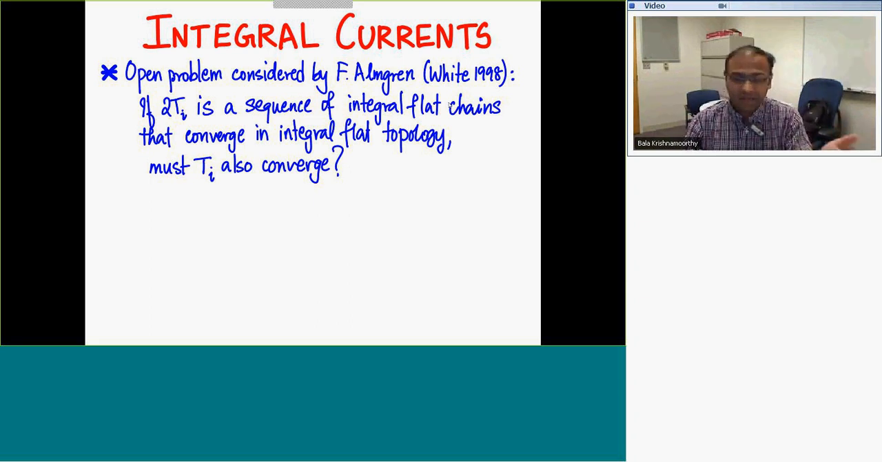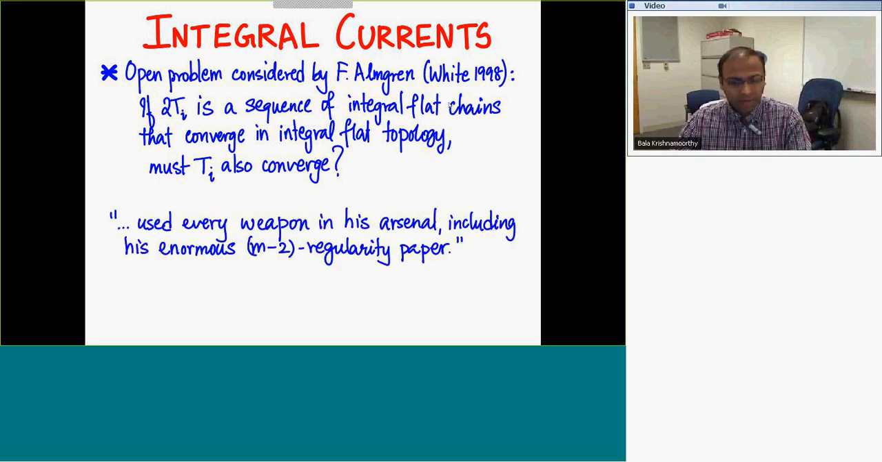If T_i is a sequence of integral flat chains, same thing as integral currents, that converge in the integral flat topology, must the limit also be integral? It's a kind of question like the Klein bottle example, but now we are talking about flat norm rather than area minimizing surfaces. And to quote White from this paper in '98, Almgren used everything in his arsenal, including his enormous M-2 regularity paper. I'm not an expert in geometric measure theory, but many of the papers and the books, even the Bible by Federer, use very heavy tools. And as we know, this problem is still open, and no results are known even for 2 dimensions.